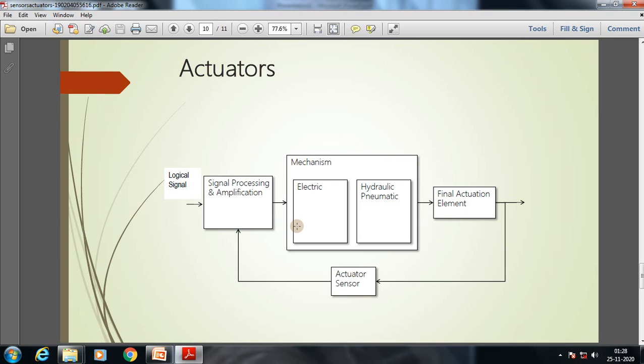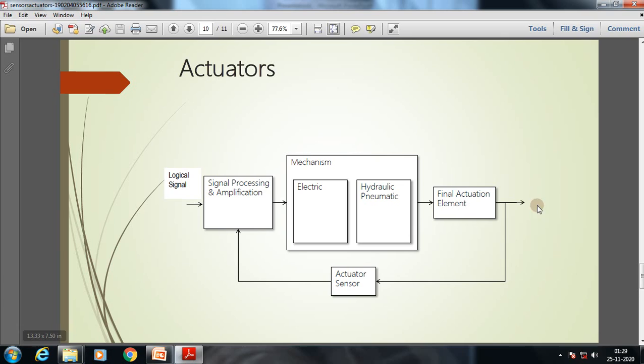So this is the logical signal part. The logical signal will be amplified and fed to the signal processor, then fed to the electric, hydraulic or pneumatic mechanism, which is conducted to provide the proper processing result. This is the final actuation element. Basically, it's a block diagram of an actuator. Yes, the final actuation element, and there is the feedback loop.